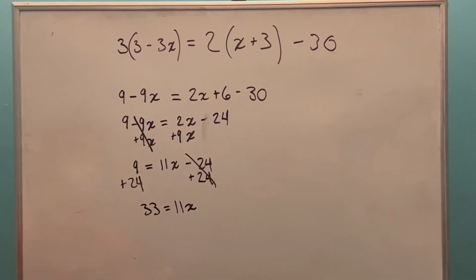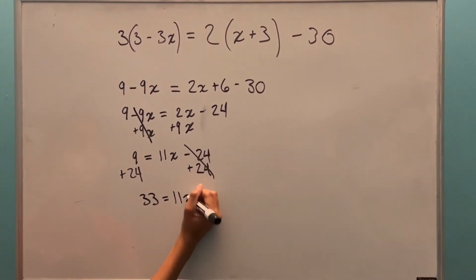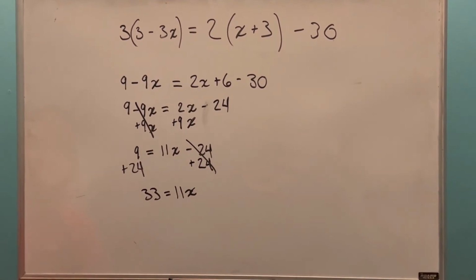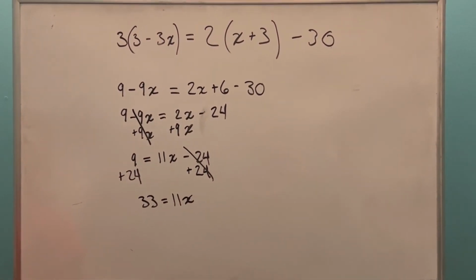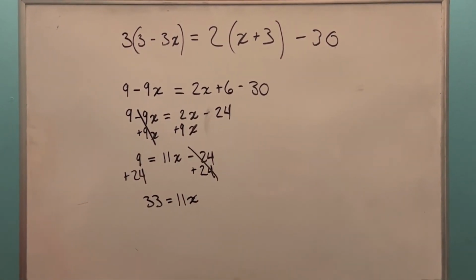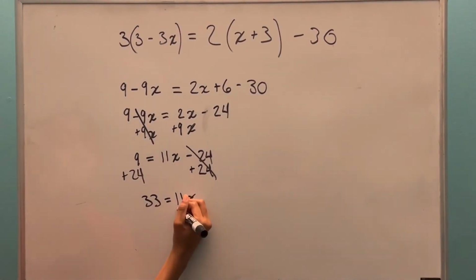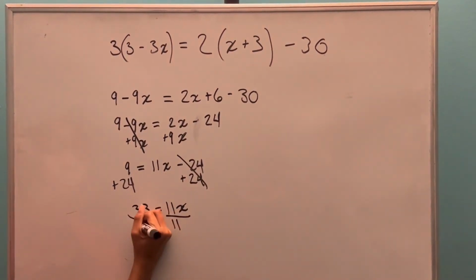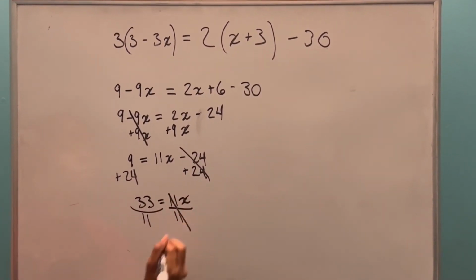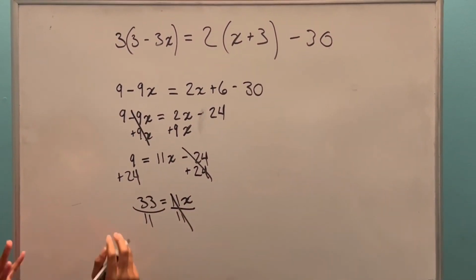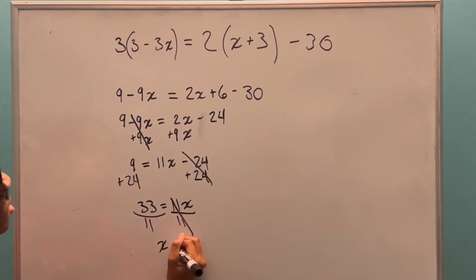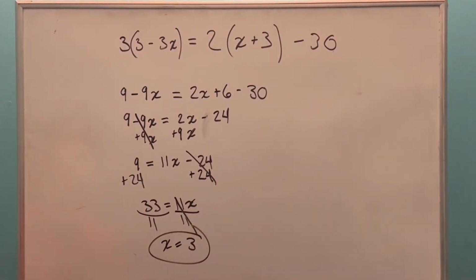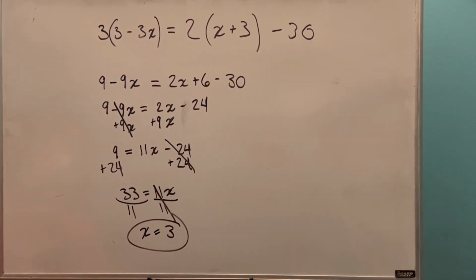This is what it looks like now, but we're still not done. You have 11x, and you want to get x by itself. This is our last and final step to figure out what x is. We're just going to divide by 11, as long as we do it to both sides. The 11s cancel each other out. 33 divided by 11 equals 3. So x equals 3.